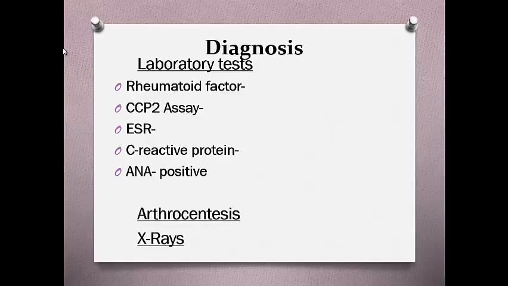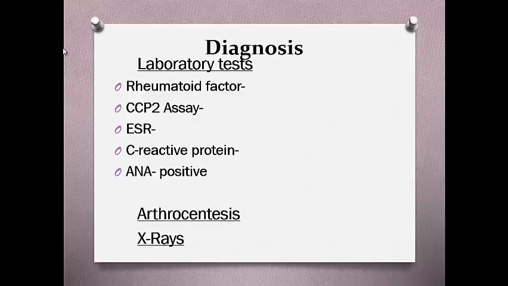But a positive rheumatoid factor does not necessarily distinguish RA, because patients with lupus also can have a positive rheumatoid factor. So this positive rheumatoid factor has to be looked at with other tests. So another test that we order is the CCP2 assay. And this is usually positive in RA. And the sensitivity of this test is comparable to the rheumatoid factor.